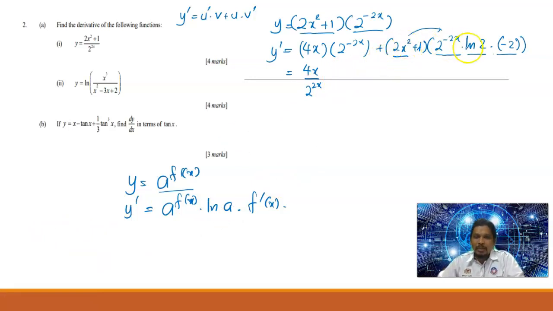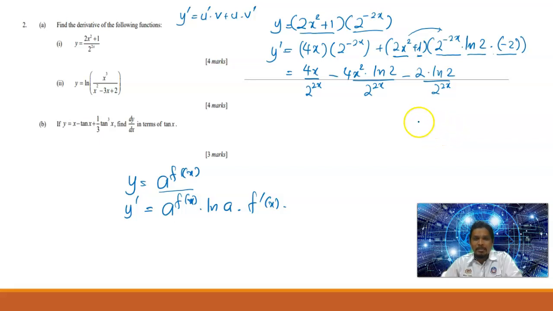Okay, 2x squared times negative 2 minus 4x squared. Okay, negative 4x squared. And then multiply with natural log of 2 divided by 2 to the power of 2x. And then 1 here. 1 multiplied with negative 2 minus 2. Okay, 1 multiplied with negative 2. Then natural log of 2 divided by 2 to the power of 2x.